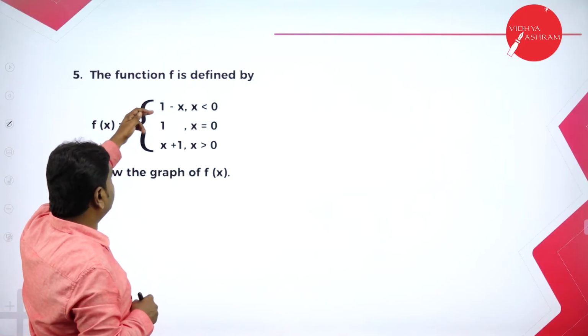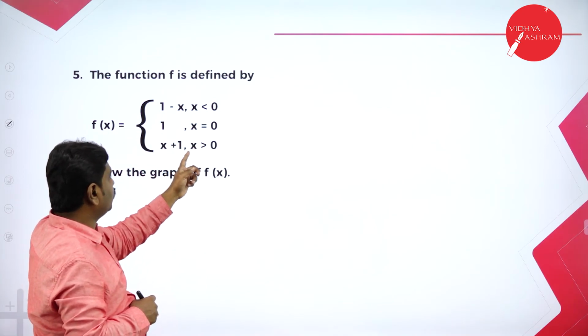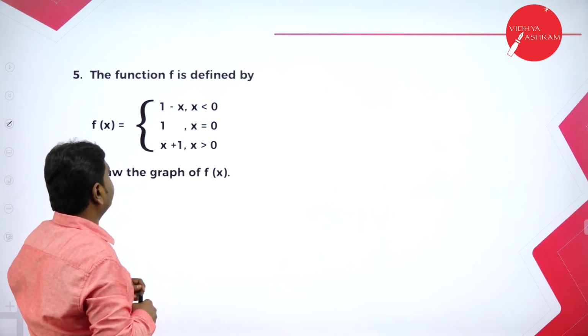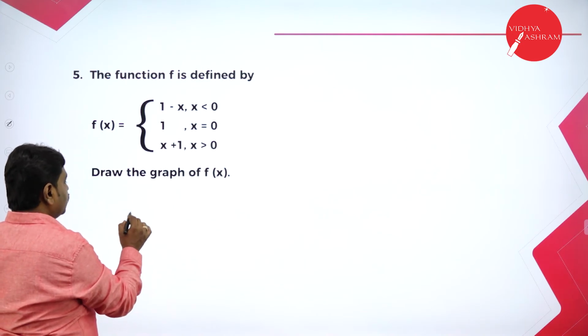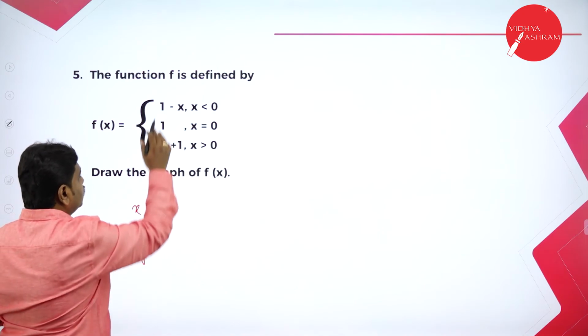f of x is 1 minus x when x is negative. f of x is 1 when x is 0. f of x is x plus 1 when x is greater than 0. Draw the graph. You take all the values of x and you will get y. Y is what? These three values.